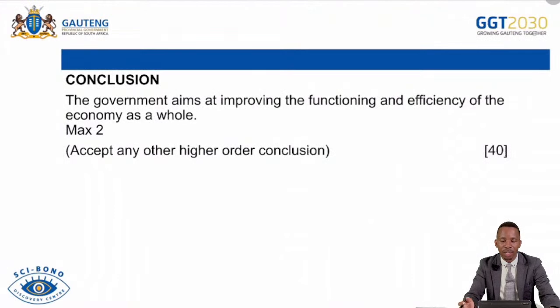And then the conclusion. Remember, any other conclusion might be accepted if it's higher order and relevant, not repeating any information above. So the government aims at improving the functioning and efficiency of the economy as a whole. So you can provide any other concluding remarks by ensuring that you don't repeat, but you are only critical.